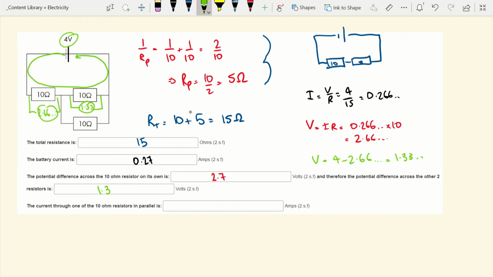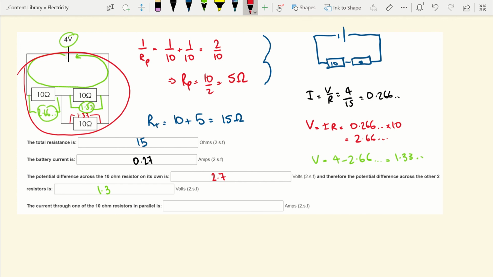And I could equally have drawn the loop around this one here. So we could have gone around that way. This one is 2.66, still got to add up to 4, so you know that this one in here must also be 1.33 as well. So we're just following that rule.